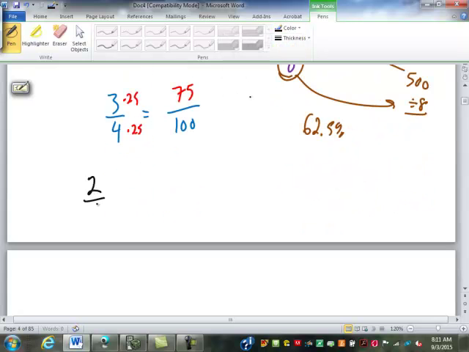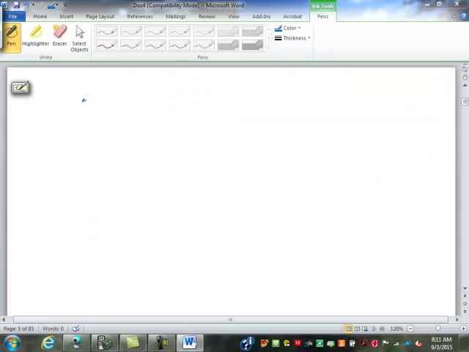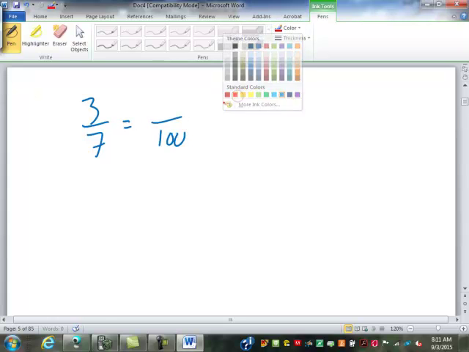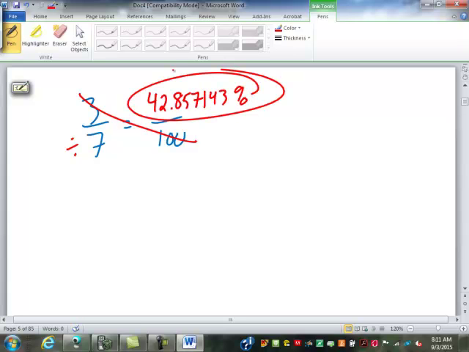So 2/5 is going to become what percent? We cross multiply. 2 times 100 divided by 5 is 40. So that'd be 40%. How about 3/7? If we cross multiply and divide, 3 times 100 is 300. Divided by 7 is 42.857143% approximately.